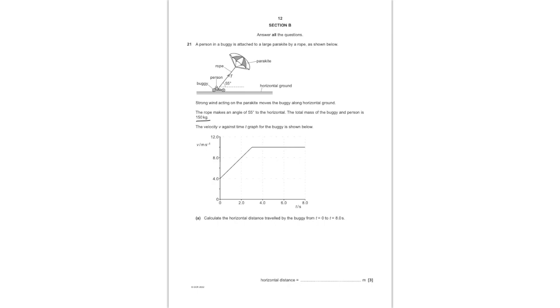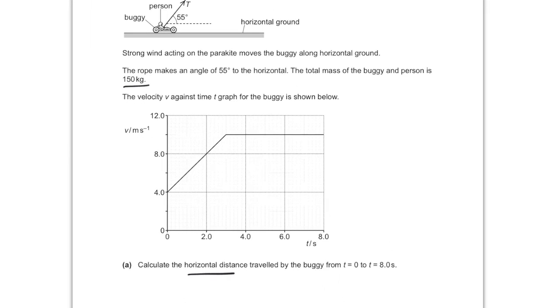So for the horizontal distance, it's simply the area under the curve, okay? And so I will work out the area under the curve by splitting up the sections, the two sections. So first of all, I have this trapezium over here, okay? And then I have the rectangular section. So to work out the area of the trapezium, I'll just label this as A and this is B.